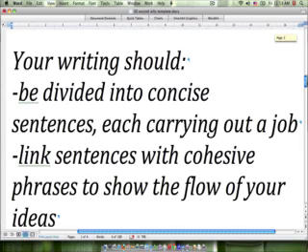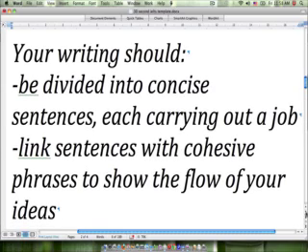Students often ask me, how can I improve my writing? This is a very, very broad question, and I'm going to answer it very, very briefly. To improve your writing, you need to do two things. The first is you need to divide your ideas into concise sentences. The word concise means to be brief and to be very to the point.